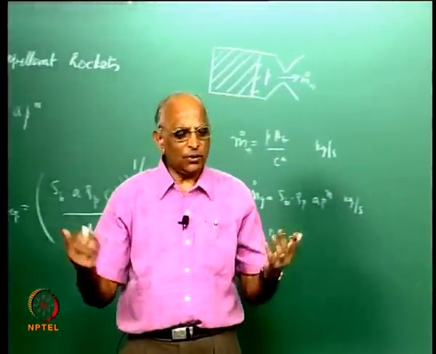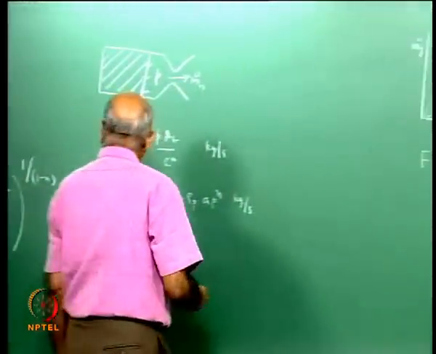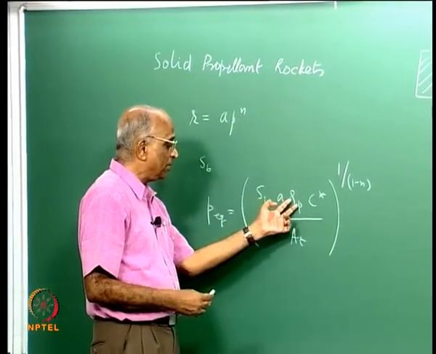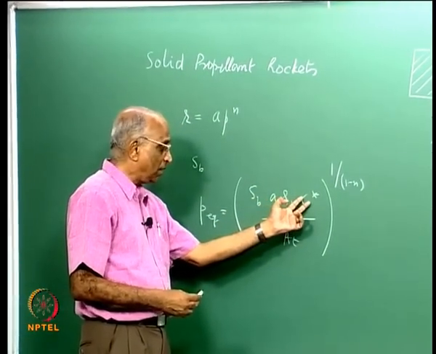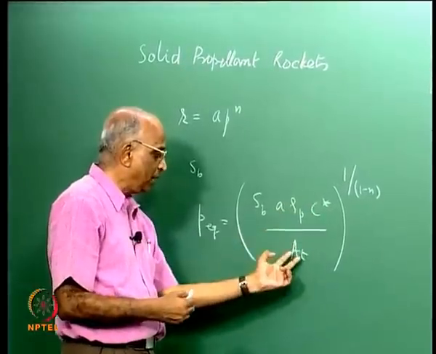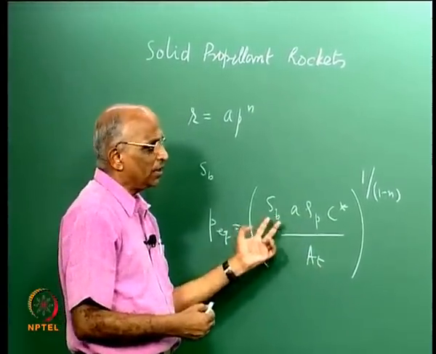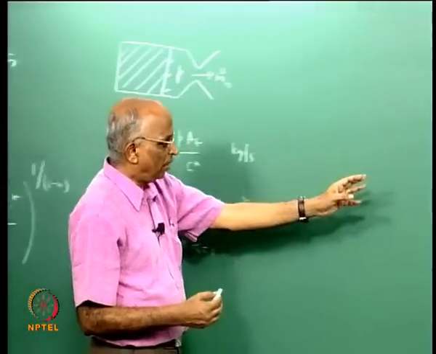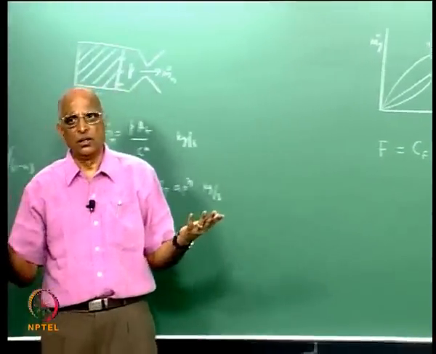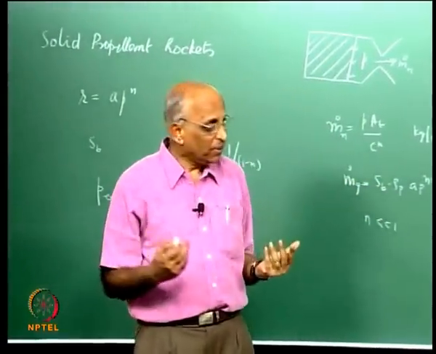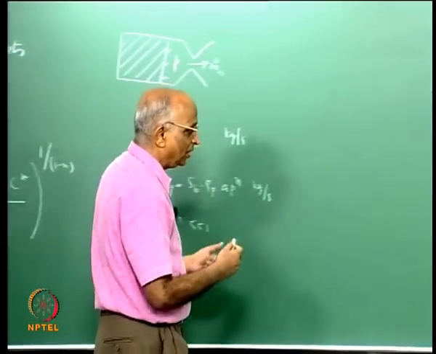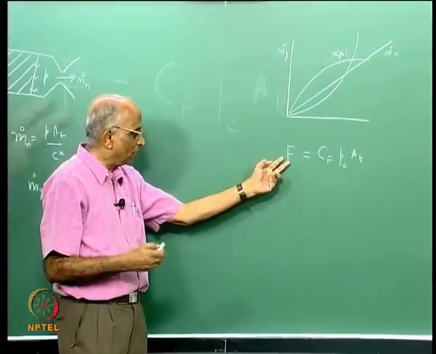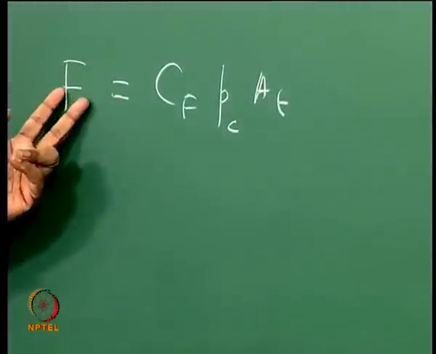Therefore, if I want a rocket to develop a particular thrust, I know that P equilibrium goes as Sb, all this is constant, rho p is density, C star is a particular case of a propellant, I can evaluate it, I know the throat area, all I need to do is configure the surface area such that I get a particular thrust, and this is all a solid propellant rocket does. But it is not that easy, as we shall see in the subsequent class when I go through it, you will find yes, there is something much more to it.